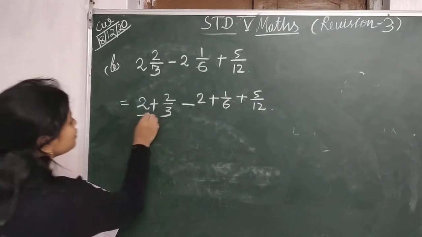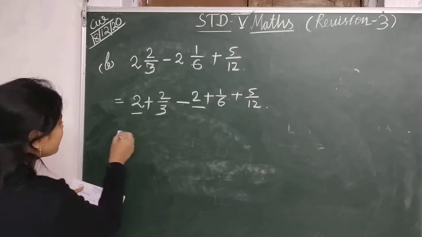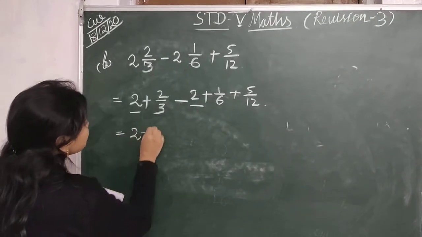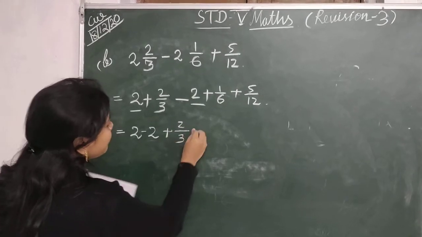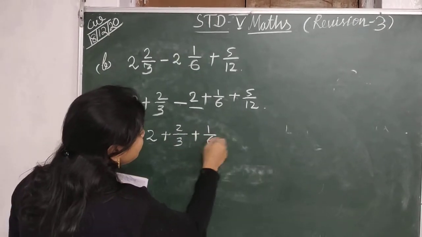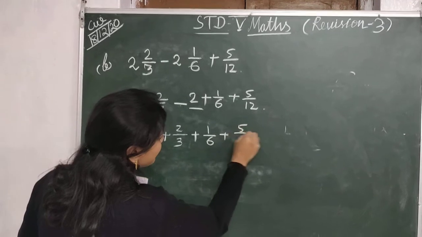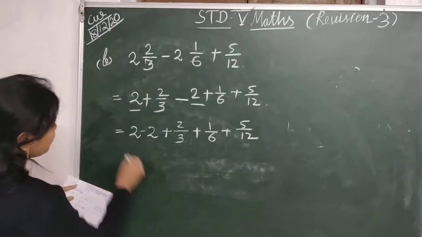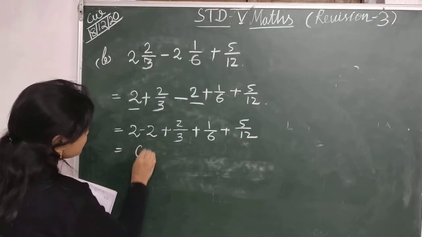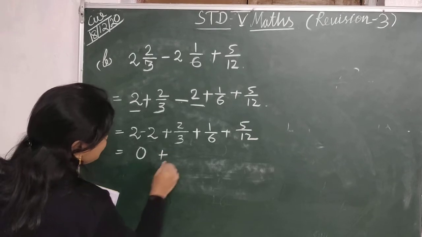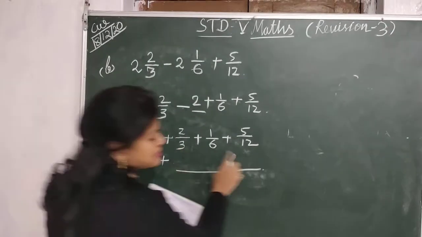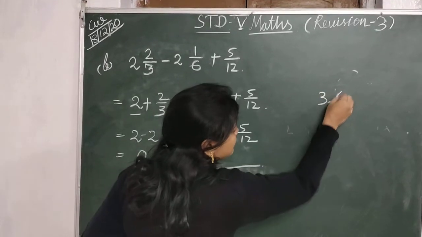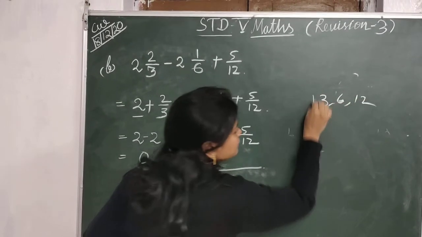Okay. Here 2 and 2 are whole numbers. So first write them like this. Then the fractional numbers are 2 by 3 plus 1 by 6 plus 5 by 12. Okay. 2 minus 2, children, 0. So I will write here 0. Then we have to find out here the LCM of 3, 6 and 12. Okay. 3, 6 and 12.